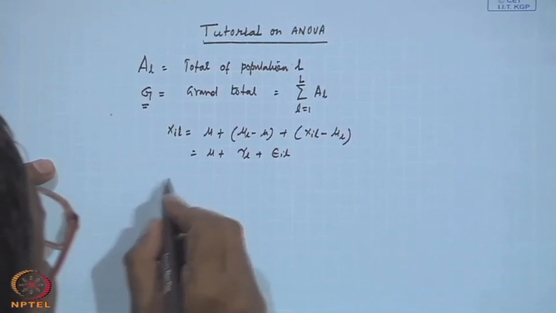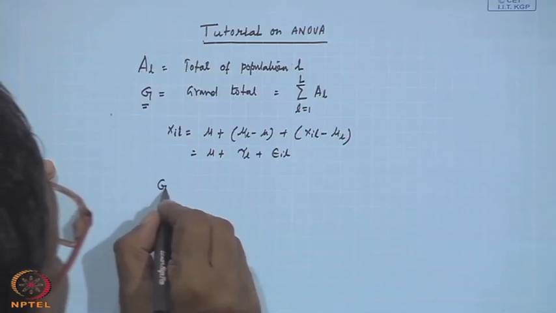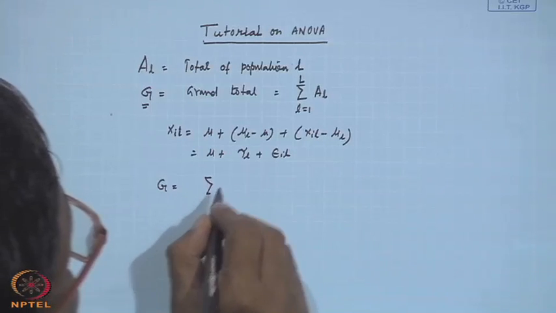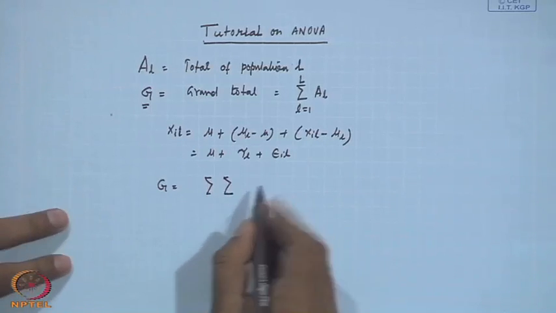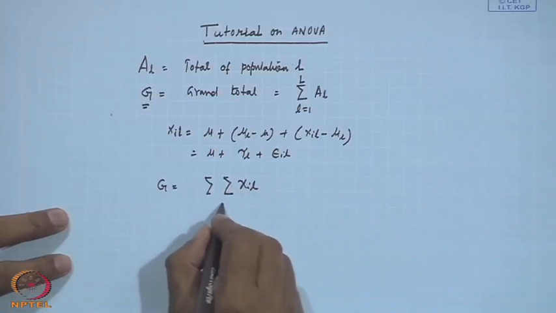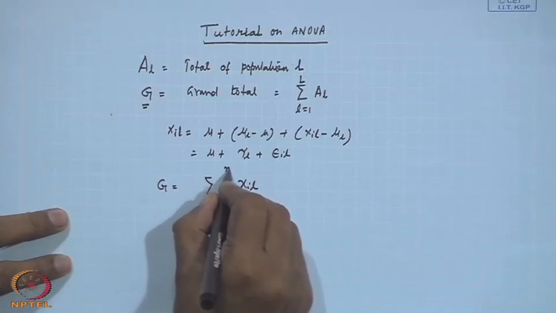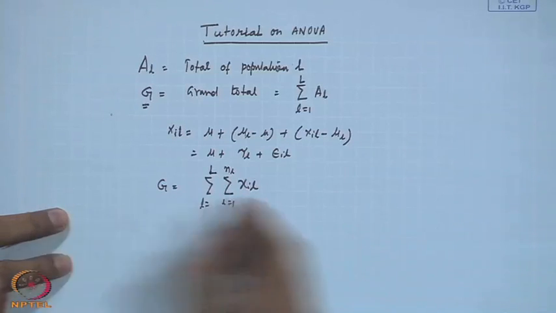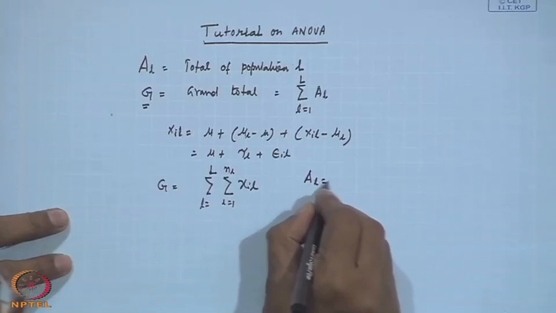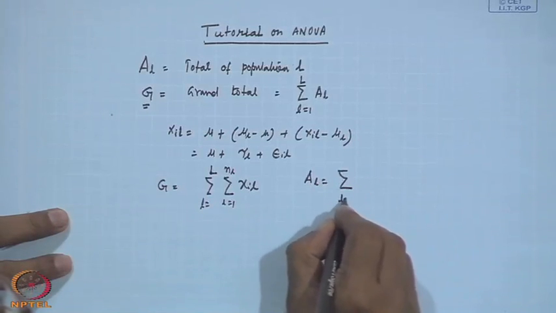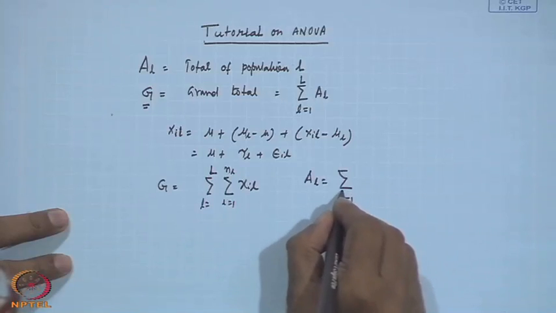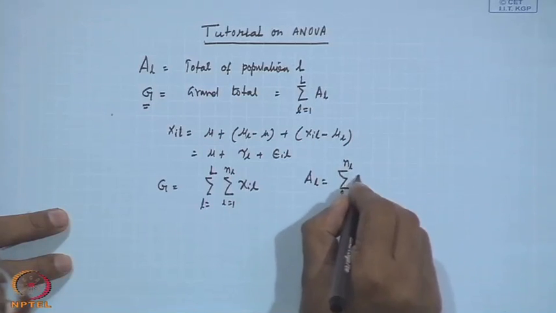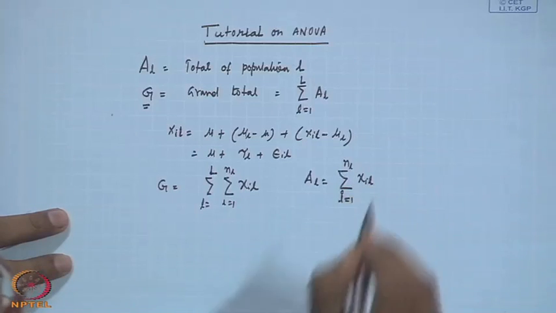So, what will be the grand total? The grand total will be the sum of, I think I have already given you, XIL, I equal to 1 to NL, L equal to 1 to capital L. This will be the grand total, and what will be the sum of this? AL, L equal to, so sum over I equal to 1 to NL of XIL.